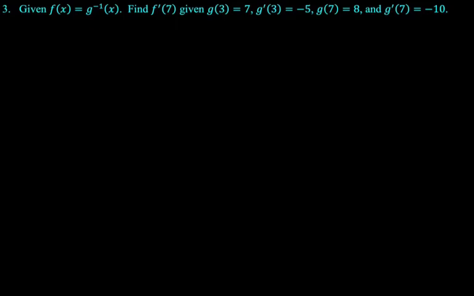So we do need to figure that out anyway. We have two functions in play: f of x, and also g of x. In this particular case, we're trying to find f prime of 7. So 7 is an x-coordinate for f, for sure.